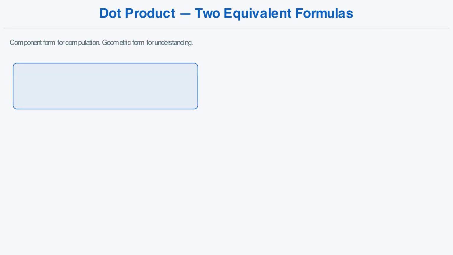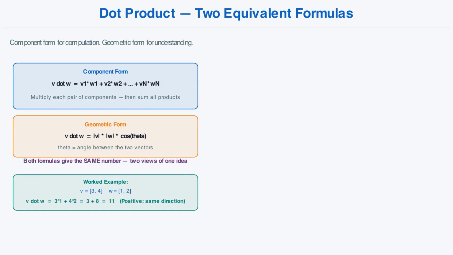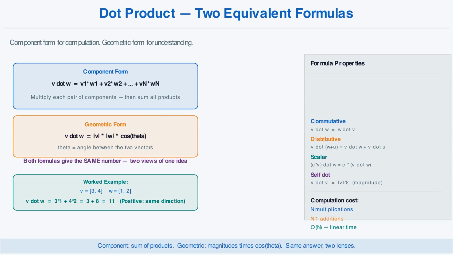Now let us look at the two equivalent formulas for the dot product. The first is the component form. You take vector v and vector w, both with the same number of dimensions. You multiply v1 by w1, then v2 by w2, all the way to vn times wn. Then you sum all those products. That is it.